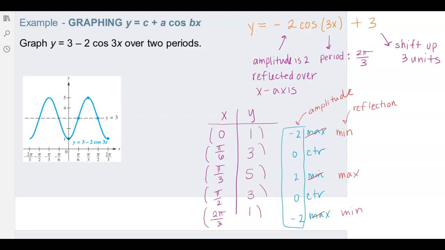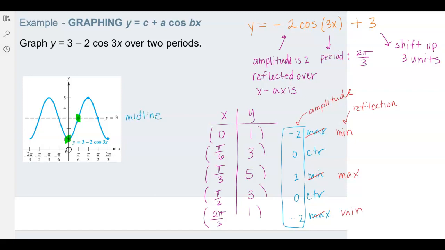0, 1 is here. The origin, this graph is kind of weird the way it's written. The origin is down here. And then the next point we had was pi over 6, 3, which is here. This line that's dashed, we call that the midline.